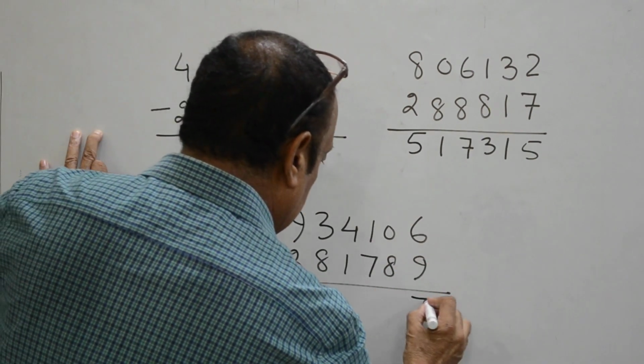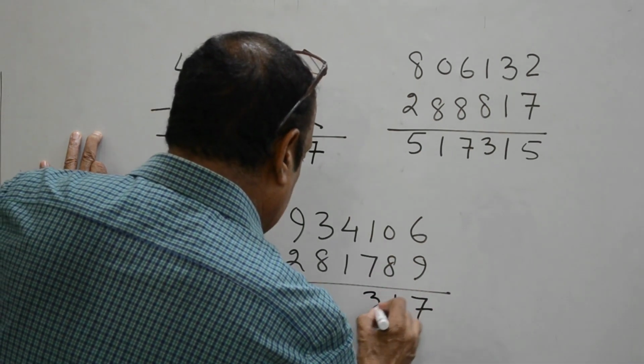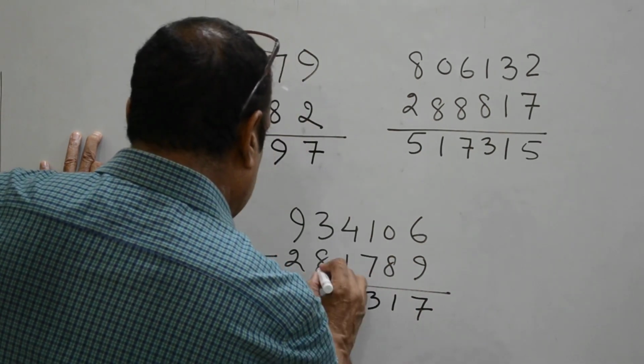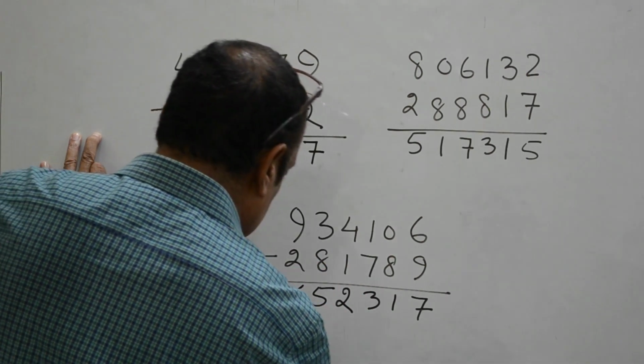9 and 7, 16, 9 and 1, 10, 8 and 3, 11, 2 and 2, 4, 8 and 5, 13, 3 and 6 is 9.